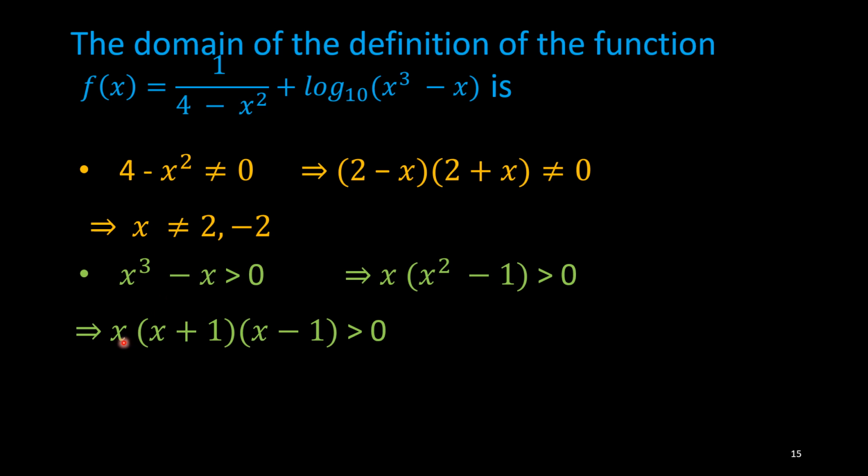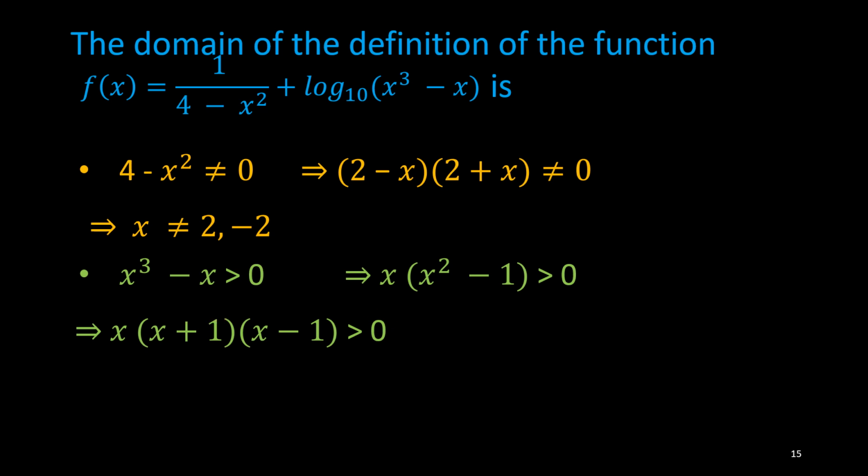Thus we'll have x times x plus 1 times x minus 1. So there are three terms, the product terms: x, x plus 1, and x minus 1, and this product should be more than 0. Now here is the trick, how to find the range for this kind of inequality.